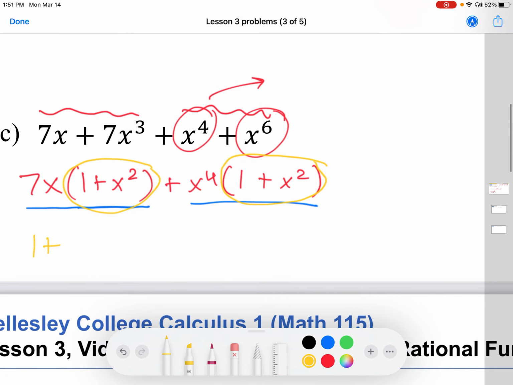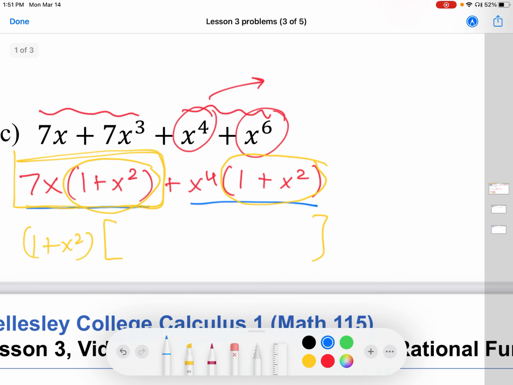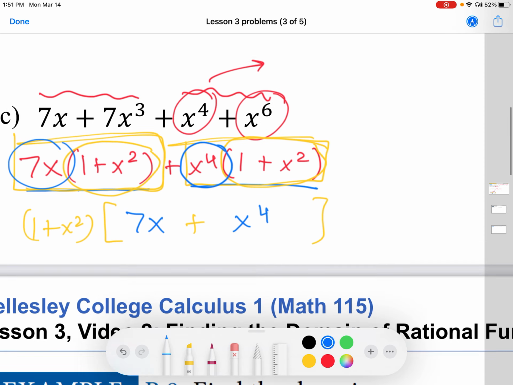Okay, so if I factor out a 1 plus x squared, from this term here, what is left over? Well, what's left over is just this 7x. So 7x. Okay, and then plus. So now I go back and I look at this term over here. I factor out a 1 plus x squared. What is left over? Just this term, x to the 4th. Great, and now this is an example of what I was talking about earlier.